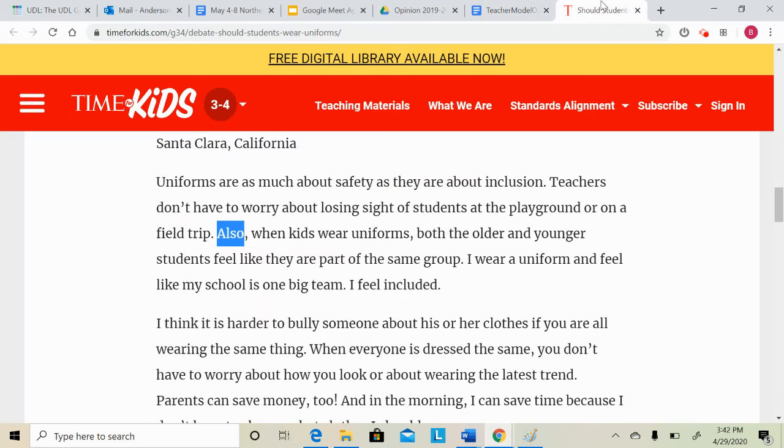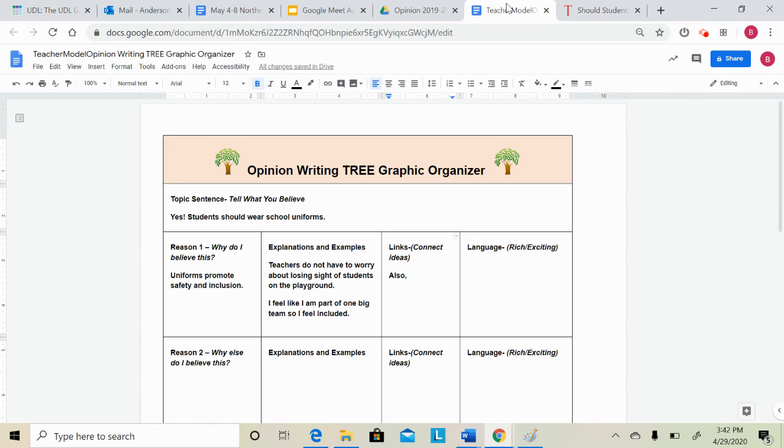Let me see if I see any others. I think that's it for this paragraph that I see. Let's see if she uses rich language. I think "losing sight of students" is rich language because she didn't just say "losing students," which could be kind of boring for readers to read. She said "losing sight of students." So that could be an example of rich language. It's exciting.